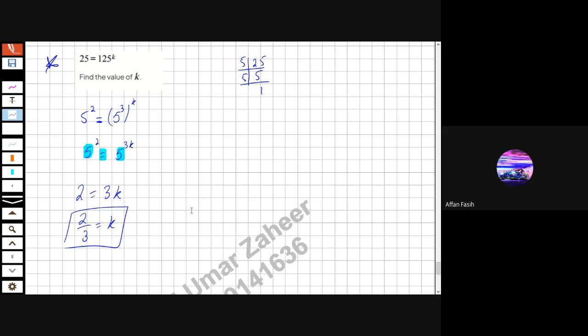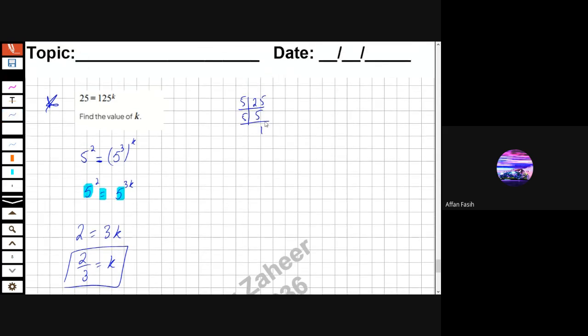Clear? Sir, just to confirm, how do you get 2? Yes, sir. It's 25. I have to find the prime factorization. So I can write 25 as 5 square.